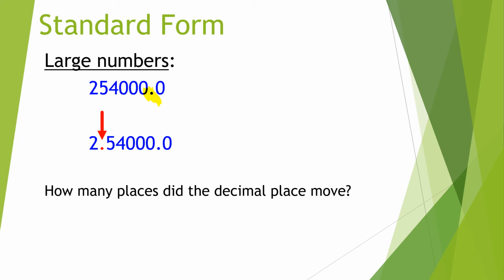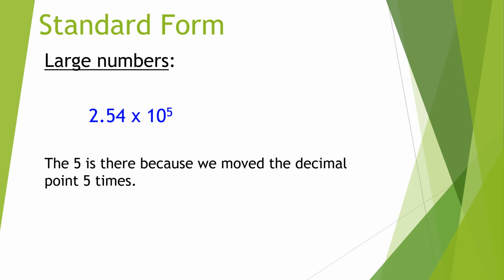So what I need to do now is work out how many places I need to move that decimal point in order to get it from where it started to where I've moved it to. So what I'm going to do is make it jump once, twice, 3 times, 4 times, 5 times. Now rewrite the number as 2.54 multiplied by 10 to the 5, and this is what we call standard form. The 2.54 is the number between 1 and 10 that we identified, and the 5 is there because we moved the decimal point 5 times.